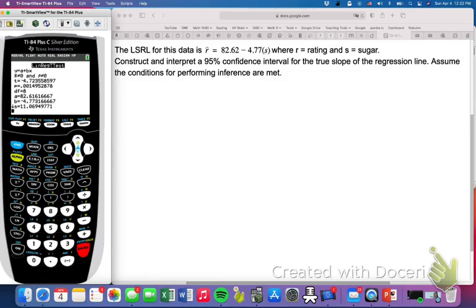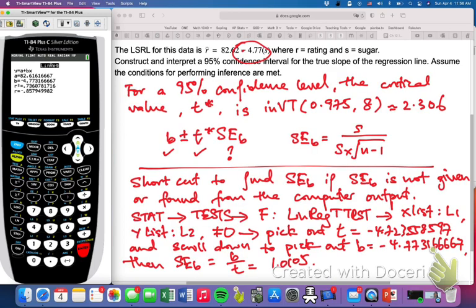As you can see now, the third line down, do you see? T equals negative 4.723558597. And then if you go down further, in this case you do not need to scroll down, on the second line from the bottom, you see B equals negative 4.7731666667. If you do B divided by T, that will give you the standard error of the slope.